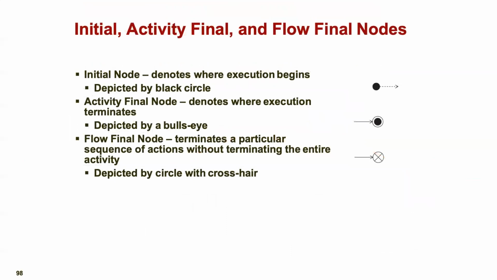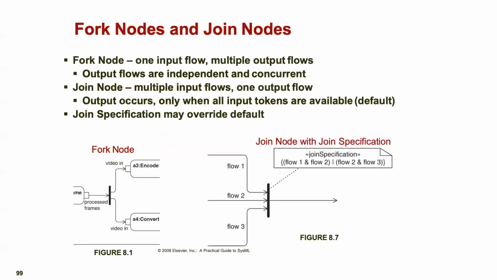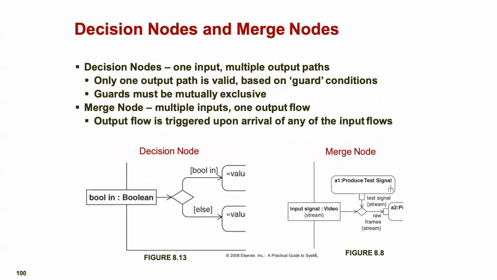Here is some nomenclature. So we have the initial node, and that's depicted with a black circle and a line. The final activity node, you have a black circle with a circle around that. We have a flow final node. It terminates a particular sequence of activities, and it's an X in the circle. So those are some things that are useful to be aware of. We then have fork nodes and join nodes, and here is what they look like. So keep that in mind. You will see these in the activity diagrams and other places.